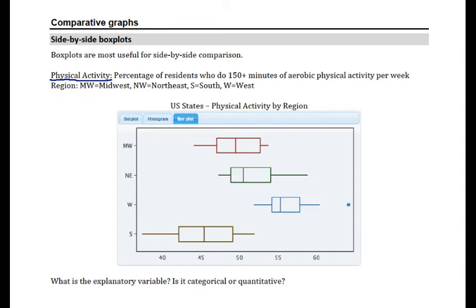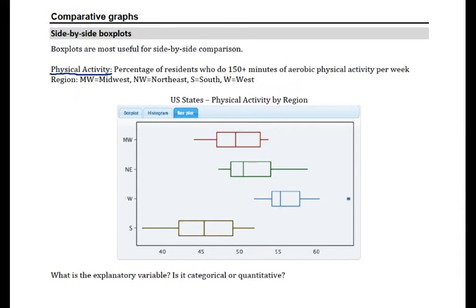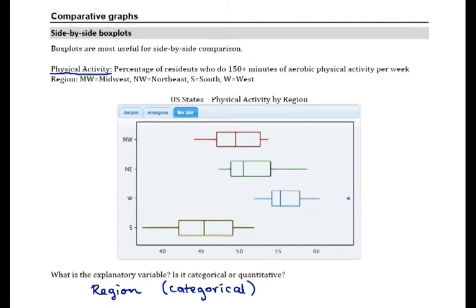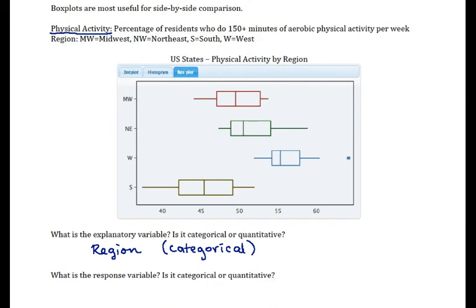So looking at this, we can see that the explanatory variable here is region. We're interested in the physical activity by region. So we're assuming the region would predict the physical activity rather than the other way around. So explanatory variable is region, where region is south, west, northeast, or midwest, so it is categorical. And the response variable is that physical activity variable that we were just talking about, which is quantitative.